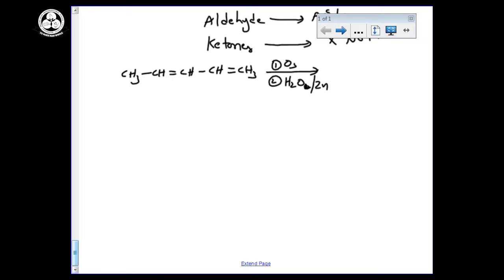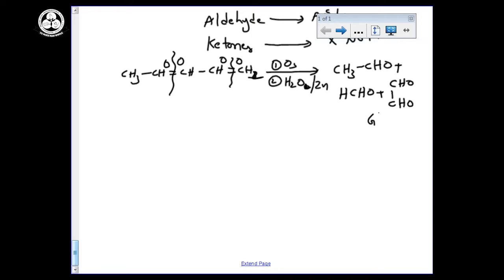H2O in presence of zinc. As usual, whatever the short trick I am taking, just break the double bond, add oxygen on both sides. Now carefully observe and tell me the formula. CH3CHO, this is one molecule, plus, see the last one, this is CH2, HCHO, formaldehyde, and plus remaining is in between, middle, there is CHO and CHO. The name is called glyoxal. Aldehyde, no? So glyoxal.